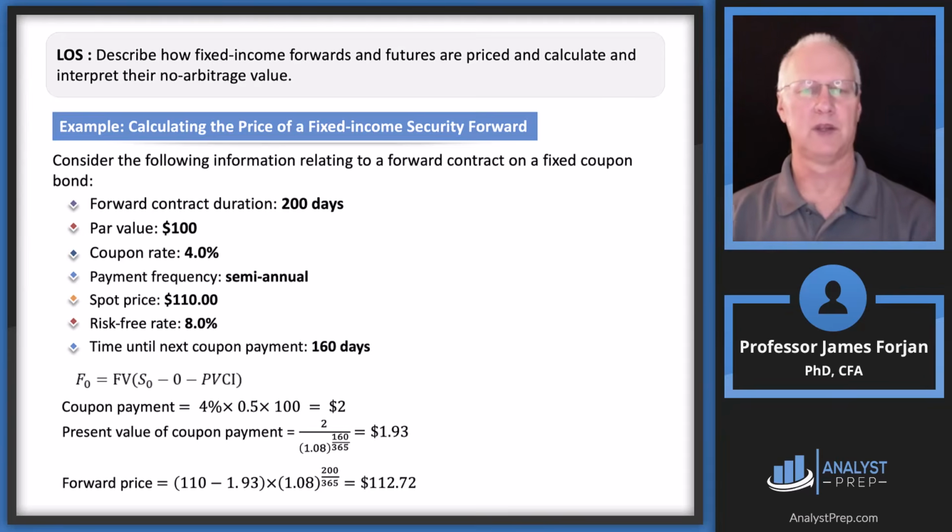Let's see, time until the next coupon payment. That's probably important: 160 days. So for the coupon payment, we get that 4% from the rate. Cut that in half, right? Times par value of 100. So $2 for the next coupon payment.